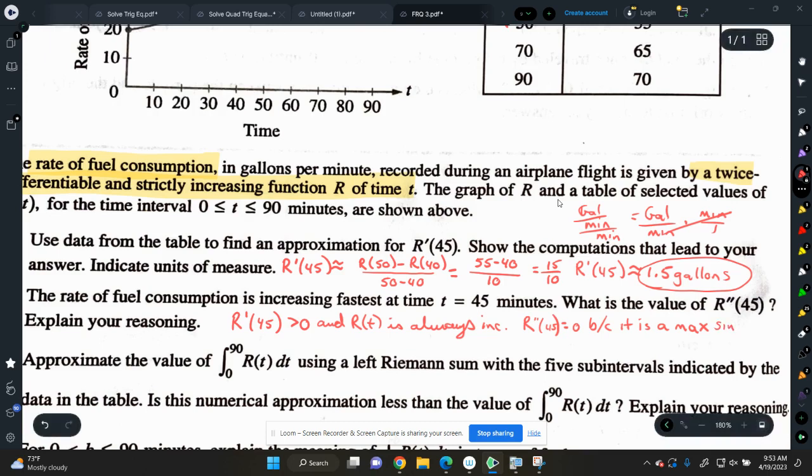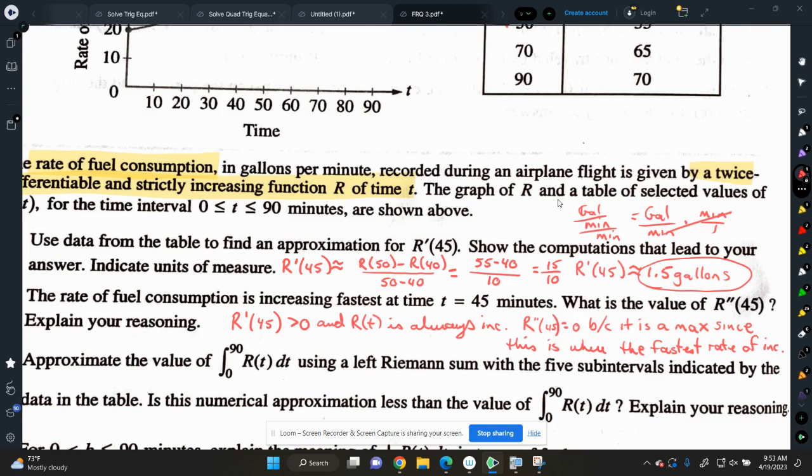We're going to say since this is where the fastest rate of increase is, right? How's that sound? Good. And that'll do it. Okay.